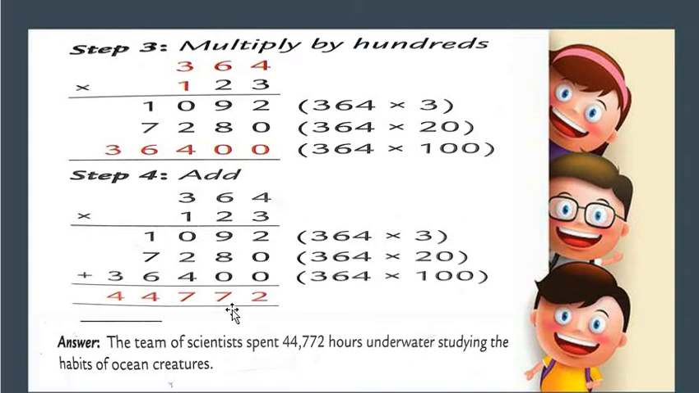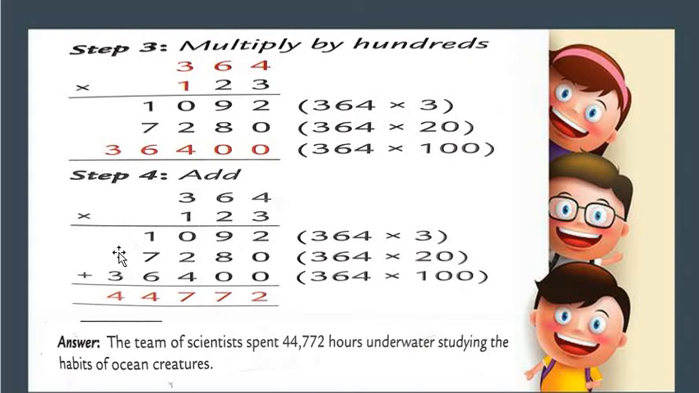9 plus 8, how many? 17. 7 here and 1 as a carry. Then 1 carry plus 2 is 3, and this 3 plus 4, how many? 7. Got my point? So we write here 7. Then 1 plus 7 is equal to 8, and 8 plus 6 is 14. 4 here and 1 as a carry.